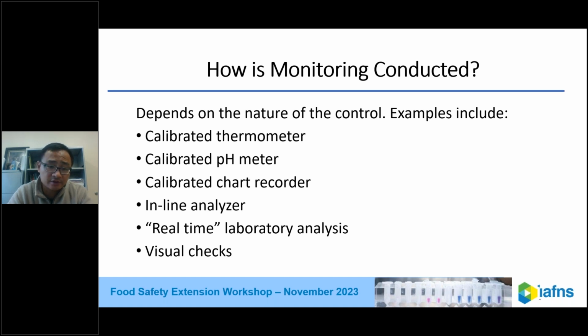Last thing, sometimes we have to do visual checks. For example, the metal detector is on, the sizing bar is on. And another good example is sodium nitrite. We add it into curing meats, let's say hot dogs. We have to make sure it is below 50 parts per million. How do you make sure of it? We use a double visual check to do it. So visual checks are also one of the components of how monitoring is conducted.